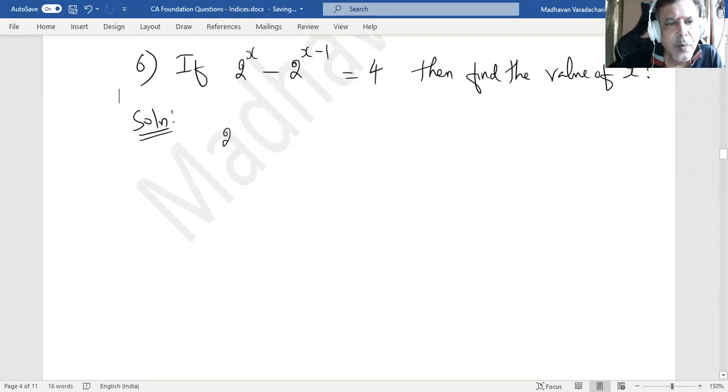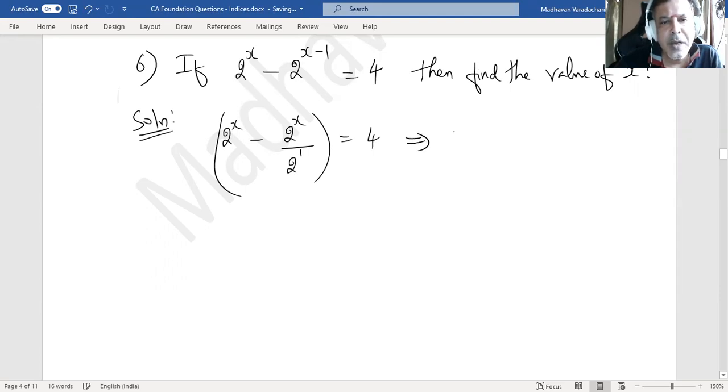So we can say 2 power x minus, this 2 power x minus 1 can be written as 2 power x divided by 2 power 1, because it is like a power m minus n. So we can write it as a power m divided by a power n. This is equal to 4 given.